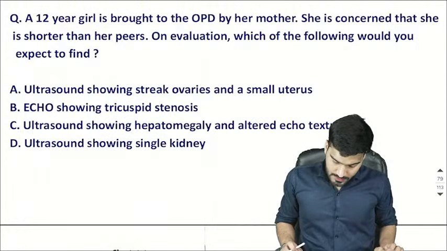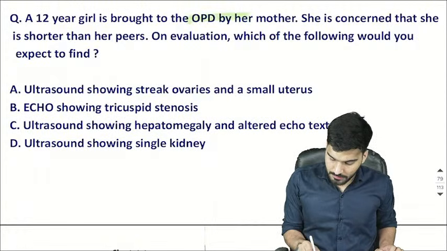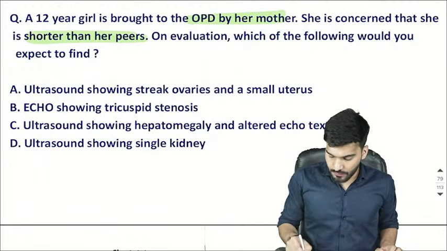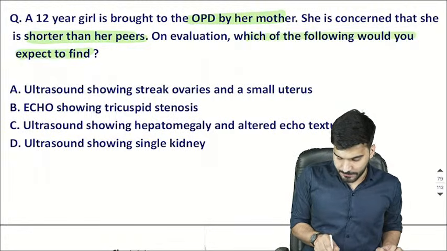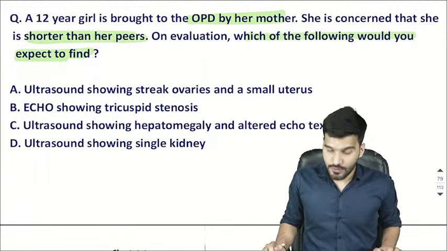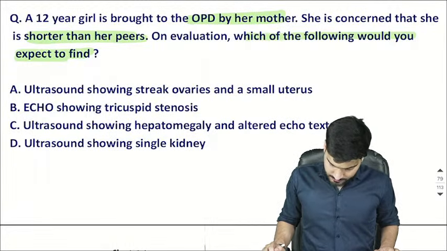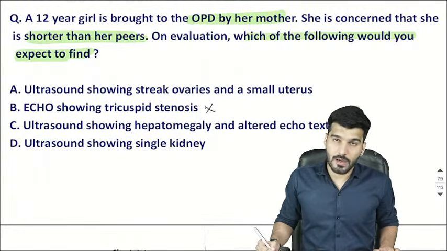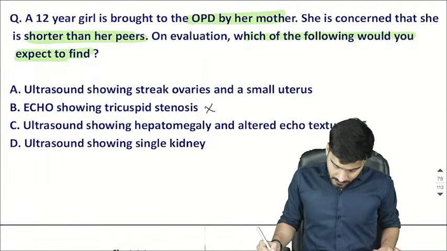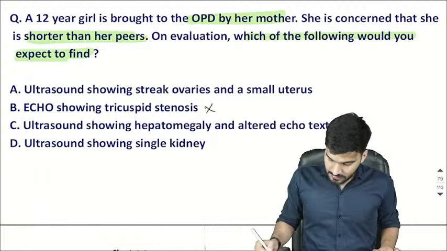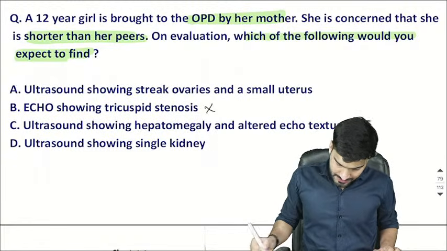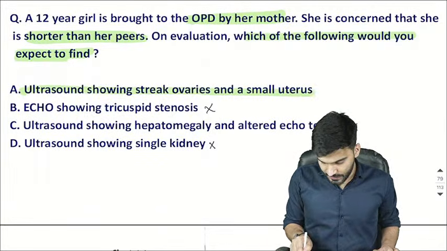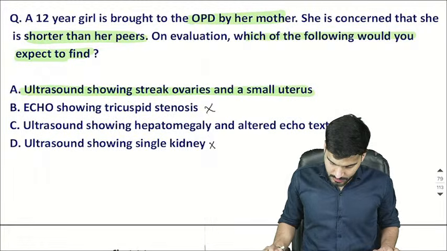Now the next question, guys. A 12-year-old girl is brought to the OPD by her mother. She's concerned that she is shorter than her peers. On evaluation, which of the following would you expect to find? So think of Turner syndrome. Ultrasound shows the streak ovaries and small uterus. Echo showed the tricuspid stenosis. No, there is usually a bicuspid aortic valve stenosis, the most common cardiac defect. Ultrasound shows hepatomegaly and altered echotexture. No. Ultrasound shows the single kidney. No. So classical feature of Turner syndrome, we know that we have streak ovaries or streak gonads and small uterus.